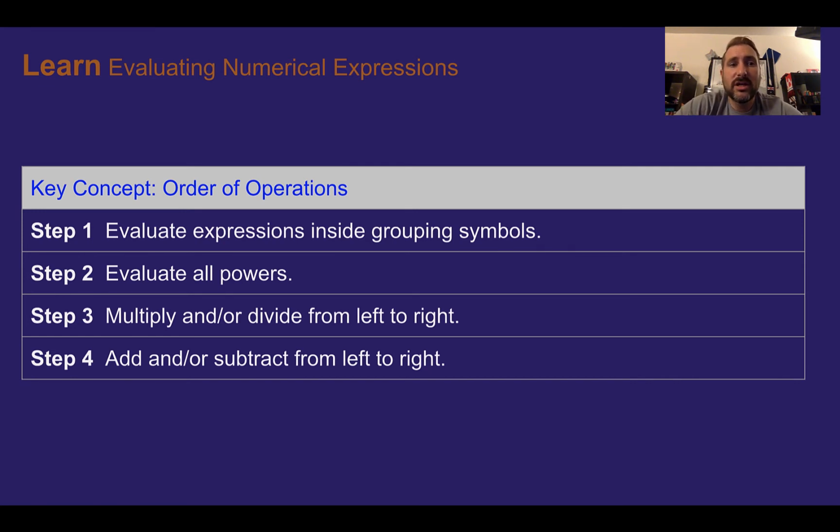So first, step 1, evaluate anything inside grouping symbols. Not just parentheses, you might see brackets or other types of symbols. They all mean the same thing. Second, once your grouping symbols are done, then you're doing all your powers or your exponents. Third, multiply and or divide. This is the same step. You need to do it from left to right. So multiplication does not necessarily come before division.